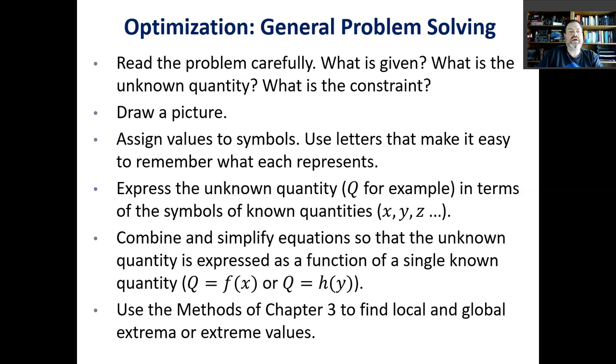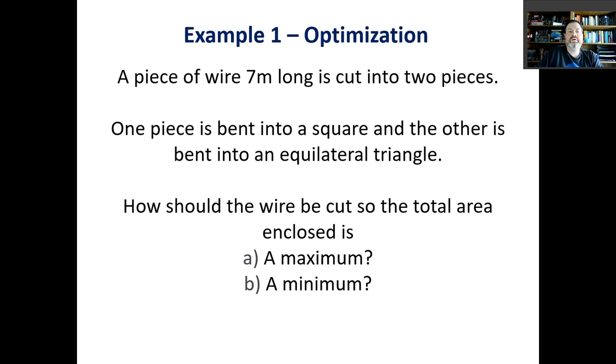And then next one, express the unknown quantity in terms of the symbols of the known quantities. So you want to make your unknown quantity a function of known quantities. Then combine and simplify equations so the unknown quantity is expressed as a function of a single known quantity. So you just want to reduce it. And once you have Q equals f of x or A equals f of x or whatever it is, then you can take a derivative, find the critical values, find local maximum and minimum or global maximum and minimum. And that's what we're going to be doing. So let's jump right in here and do the first one.